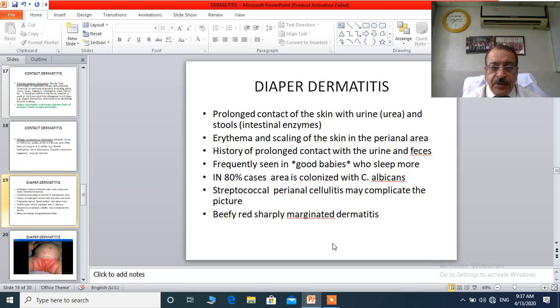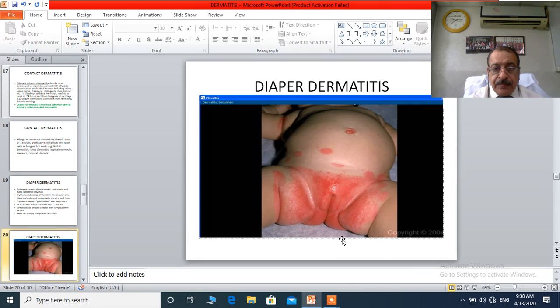So after the initial erythema and scaling of the involved area, the second infection with Candida albicans can occur. Similarly, streptococcal perianal infection may cause cellulitis at the involved area. Ultimately, the area becomes beefy red, sharply marginated or demarcated from the adjacent normal skin. Now look at this picture.